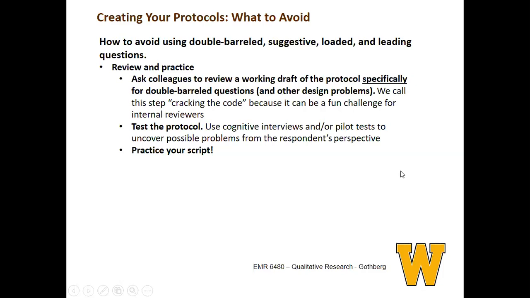Review and practice. I can't emphasize this enough. Ask colleagues to review a working draft, specifically looking for double-barreled or other types of design problems. Test your protocol, and then practice, practice, practice. I still, to this day, practice my scripts every time before I go into any kind of situation with participants.